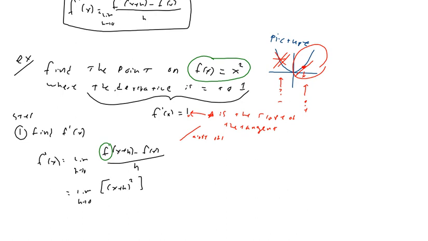Because I'm plugging in the x plus h, right? I have x plus h into my x here. X plus h squared, and that's the first part. Minus the regular function, just x squared, over h.